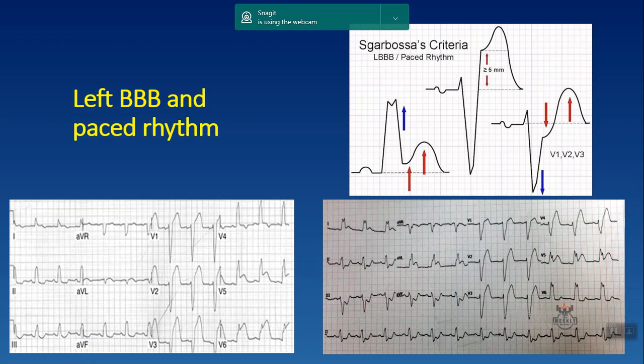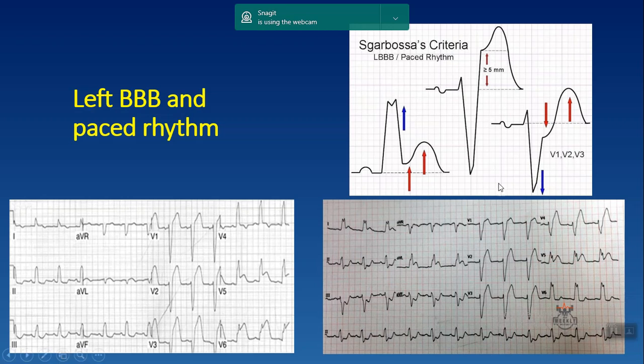However, when there is an acute ST segment elevation, we expect exaggeration of this pattern. So we expect the ST segment elevation to be discordant in V1 and V2 above 5 millimeter, more than 5 millimeter. So this means exaggeration of the normal pattern of ST segment elevation that is associated with the left bundle branch block.